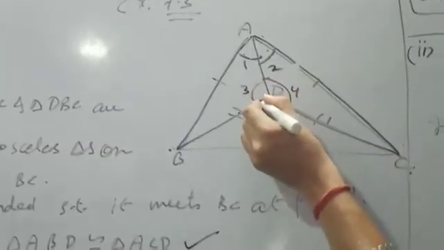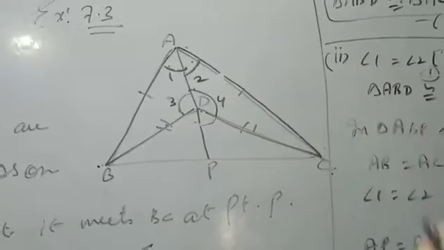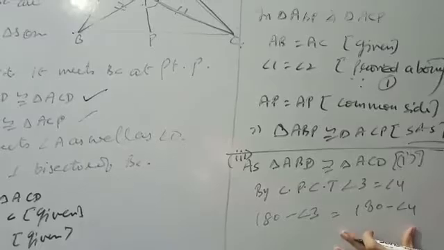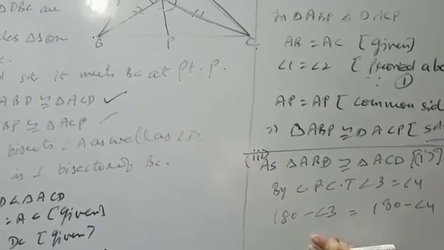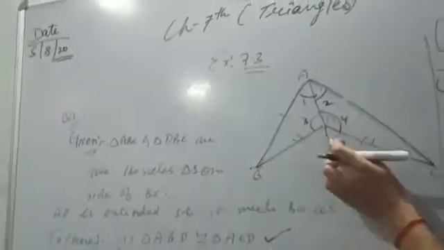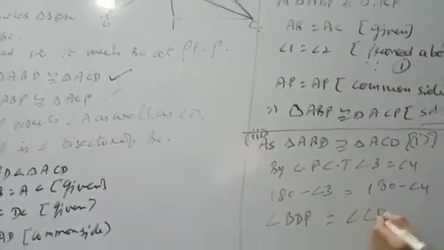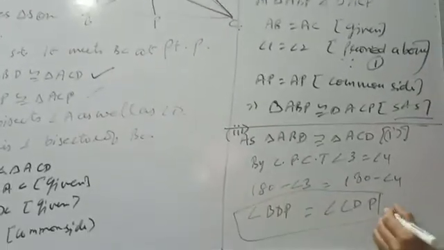So we will write here by simplicity angle 3 is equal to angle 4, right? Now the interior angles are 180 minus angle 3 and 180 minus angle 4. So 180 minus angle 3 is equal to 180 minus angle 4. Both will also be equal. What are they? They are angle BDP and CDP. Angle BDP is equal to angle CDP. So we can write here AP bisects angle D also.